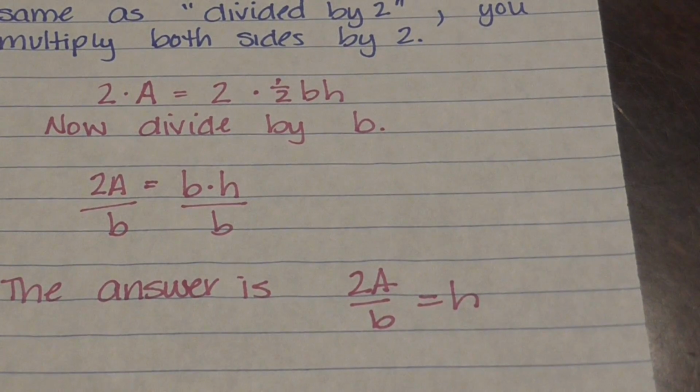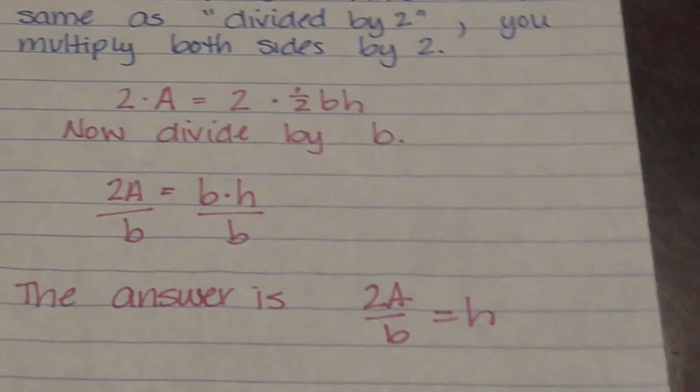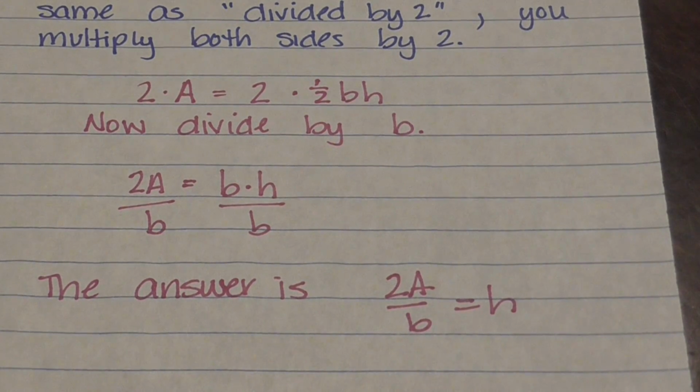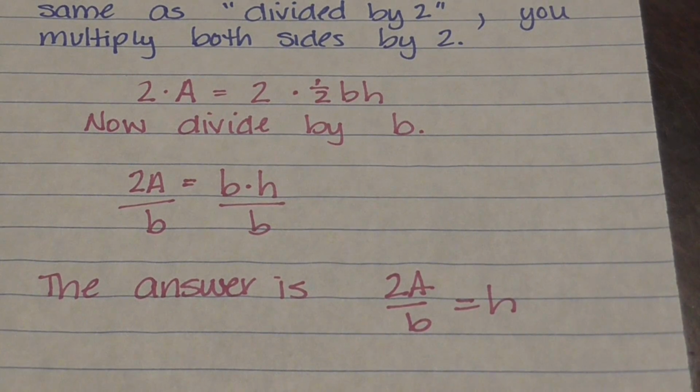Don't overthink these kinds of problems and don't let them freak you out. You can't do anything to it. This is it. You just get your letter that they're looking for by itself and get everything over to the other side using inverse operations, and you're done.